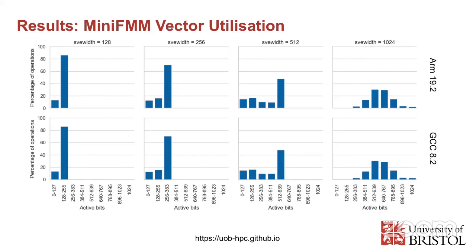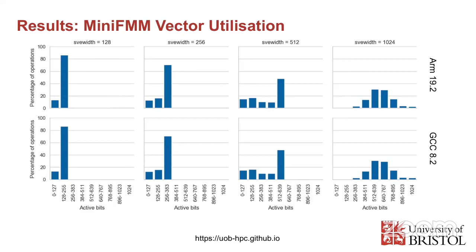In each column, the last bar shows the percentage of operations in which all the lanes were active. When the vector registers are 128 bits wide, for example, the only way for an access to have between 128 and 255 bits active is for it to have exactly 128 bits active. Data is not shown for the Cray compiler because mini-FMM's build system does not support Cray.